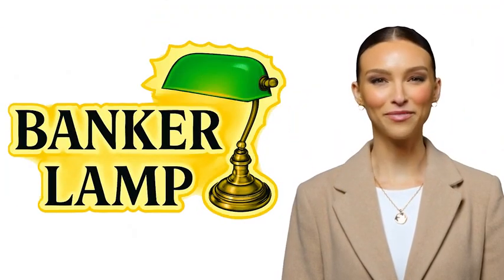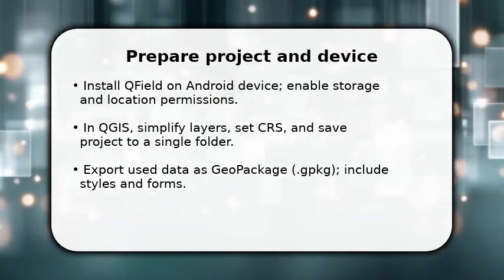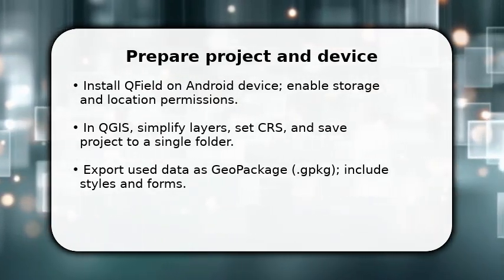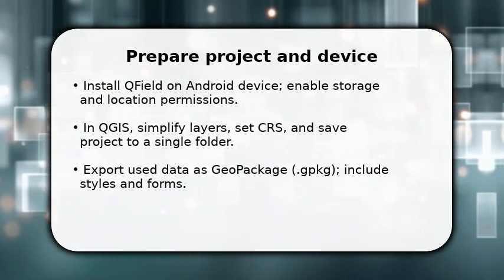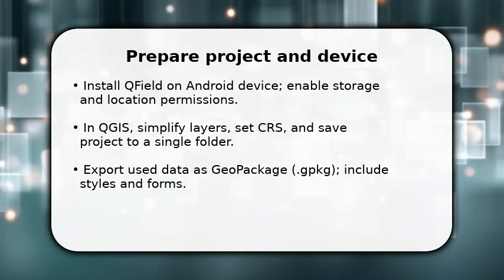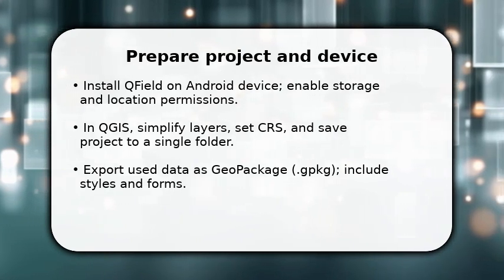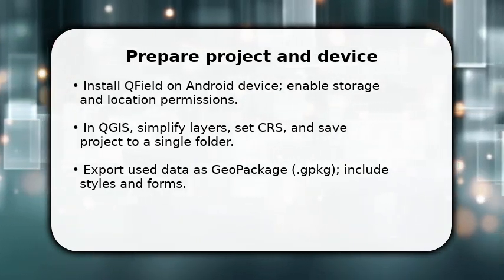Please enjoy the video. You start by preparing both your QGIS project and your device so data collects cleanly. First, save the project into one folder and export every layer into a single GeoPackage. This prevents broken links. Once done, optimize symbology and set the project CRS to match your GPS for accuracy.